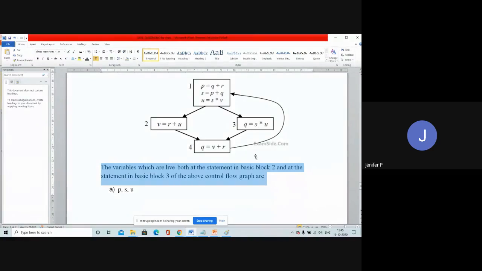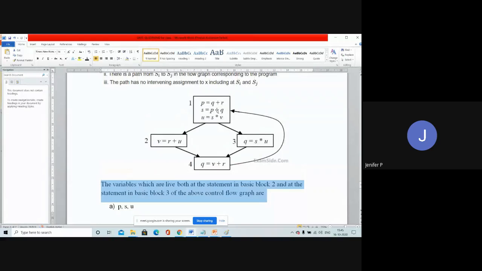Okay, so when you see this graph, look, p is equal to q plus r, then s is equal to p plus q. So p had some value earlier, now it is said to be redefined. Then p's value has been used here. That means it may be dead. That is, p's value does not come in the next loop.